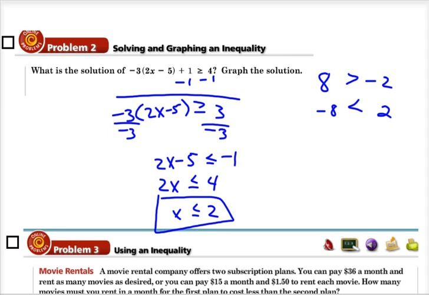How do we graph the solution? Well, all we do is put a number line down, and I'm simply going to have you put down the boundary number, which is our 2.